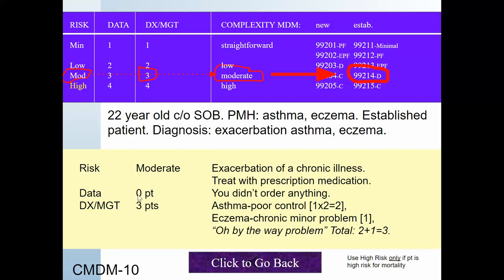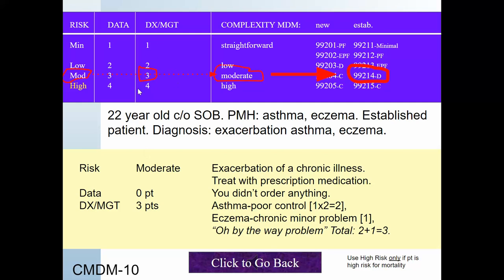Now look at the data section. How many points do we get? We get 0 because we didn't order anything. We didn't need to. So we are not under any pressure to have to try to order things to generate the code. That's not ethical. So we didn't order anything.